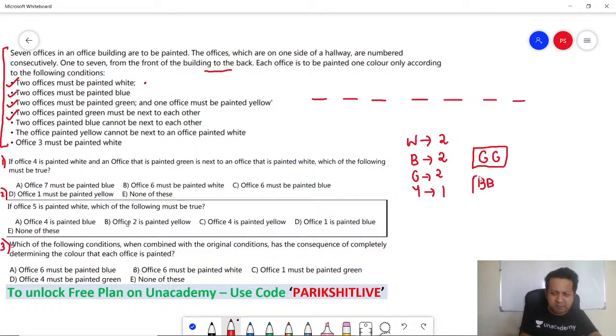Next, the two offices painted blue cannot be next to each other. I'm just going to put some symbols. So blue are not next to each other, so I'll cross it out. Next, the office painted yellow cannot be next to an office painted white. So yellow and white cannot be together, so I'll again put a cross mark. Office 3 must be painted white.